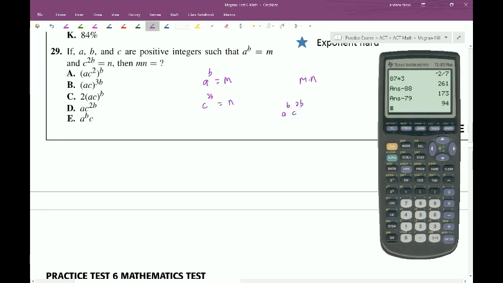Now another way to write that, well, ac squared raised to the b would work, because we can sort of factor out a b in a way, since a is being raised to the b and c squared is being raised to the b. So that should match choice A.